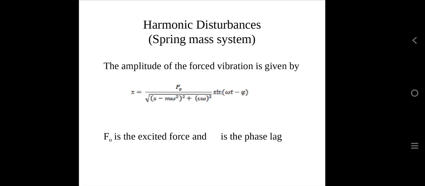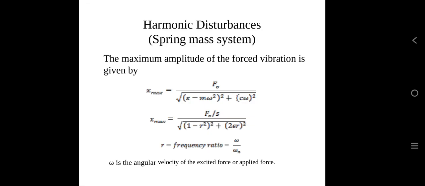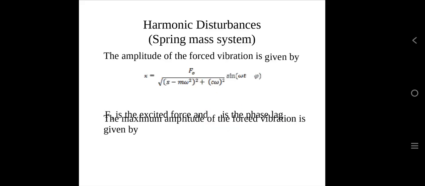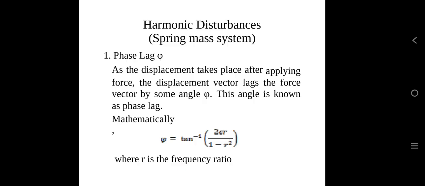The amplitude of the forced vibration is given by x equal to F naught divided by square root of (s minus m omega square) whole square plus (c into omega) square, into sin(omega t minus phi). So the maximum amplitude of forced vibration is F naught divided by square root of (s minus m omega square) whole square plus (c omega) square. Here r is nothing but the frequency ratio, that is omega divided by omega n. This is the equation for the amplitude of the forced vibration. The phase angle phi is equal to tan inverse of 2 c r divided by 1 minus r square.